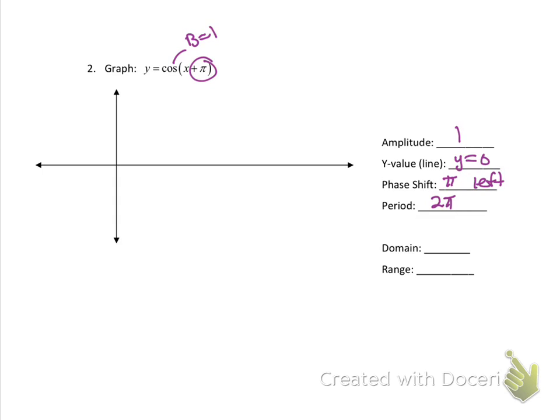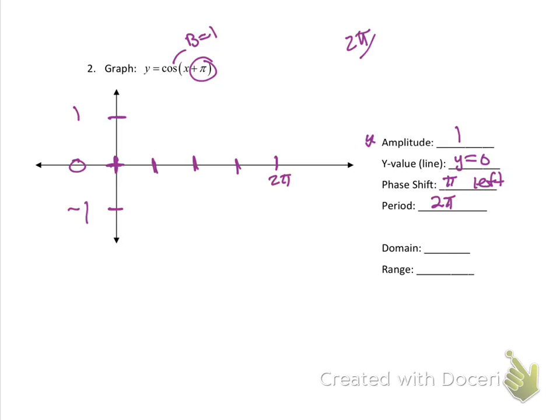I can't do domain and range yet until I graph. All right, but amplitude is on your y-axis. I put my line at 0. I put my max at 1. I put my min at negative 1. If it's going to 2 pi, 1, 2, 3, 4, 5. I know it ends at 2 pi.